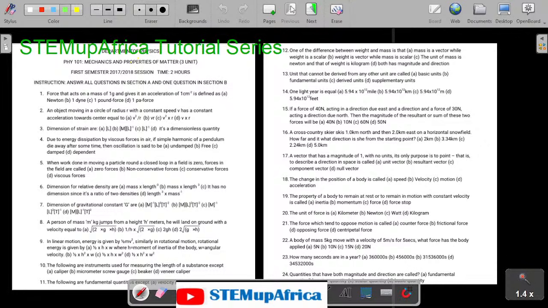So let's go to question 4. It says due to the energy dissipation by a viscous force in air, if the simple harmonic motion of a pendulum dies away after some time, then the oscillation is what? We actually call it damped oscillation. The word air is referred to as fluid. Air and liquid are called fluid. So the viscous force can only take place in a fluid, such as air or liquid. So that viscous force is also called a drag force.